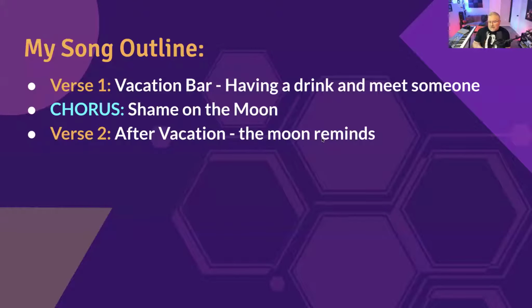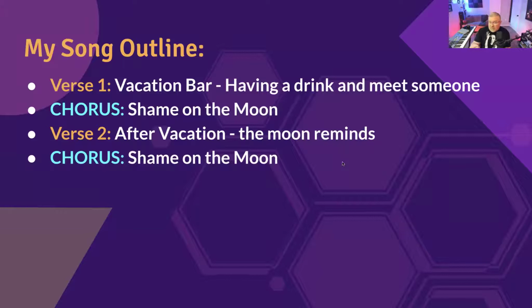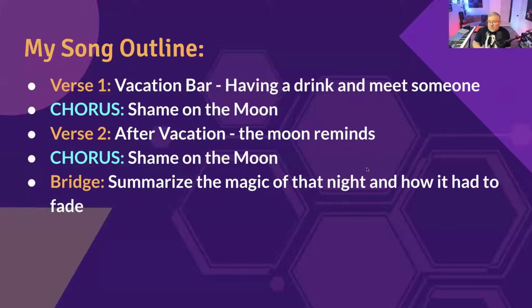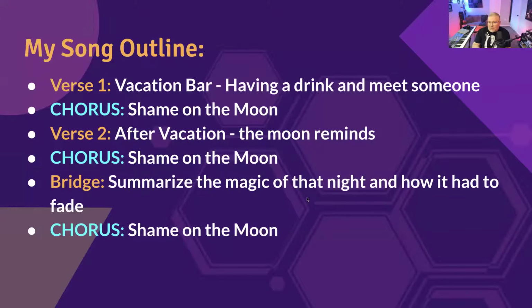Verse two, I thought, we're going to move forward in time to after this vacation, and the moon now is not bringing us together, but the moon is reminding me of that night. So shame on the moon for reminding me. Next up with the bridge, I wanted to say there was magic that night and now it has to fade. The fact that it has to fade, I'm still getting reminded of it. Shame on the moon, right?